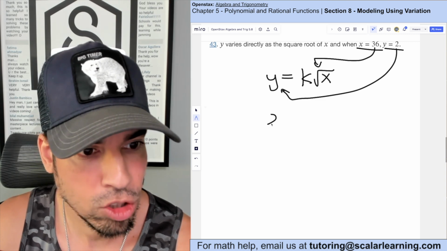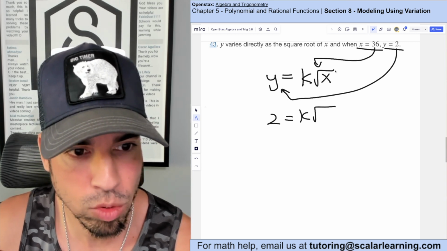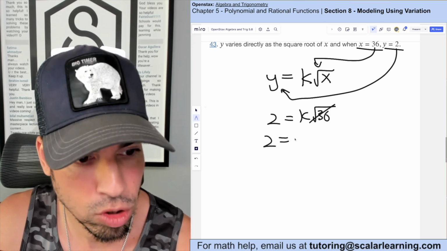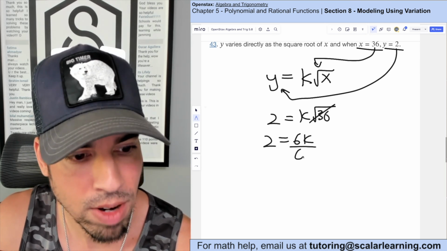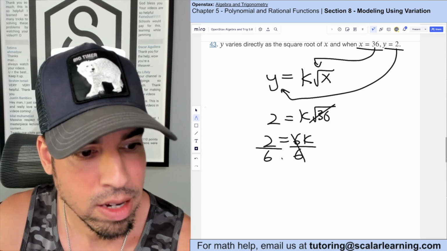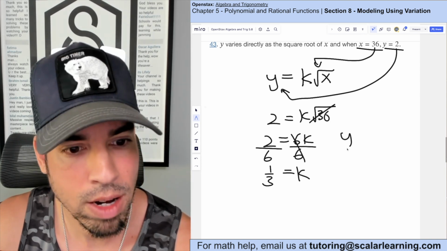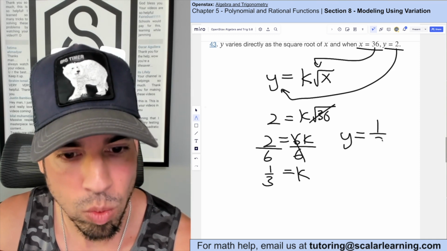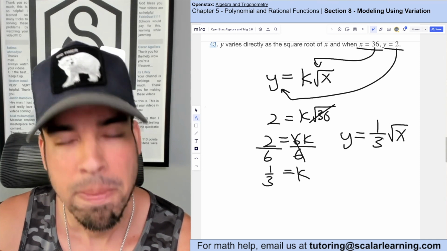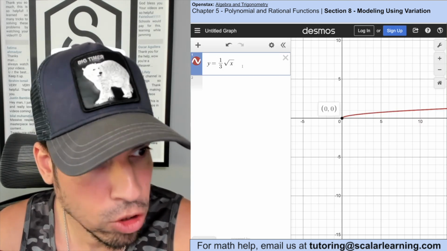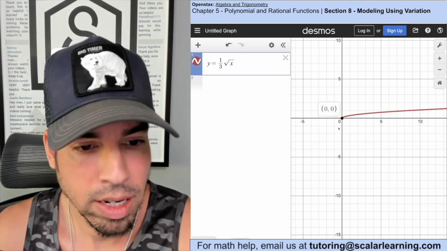So we got 2 equals k times the square root of 36. Square root of 36 is 6. So 2 equals 6k. Divide by 6, divide by 6. K equals 2 over 6, which reduces to 1/3. So now we have our equation as y equals 1/3 radical x. And now we can graph it in Desmos. So here is the graph. It's a radical function with that 1/3 in the front.